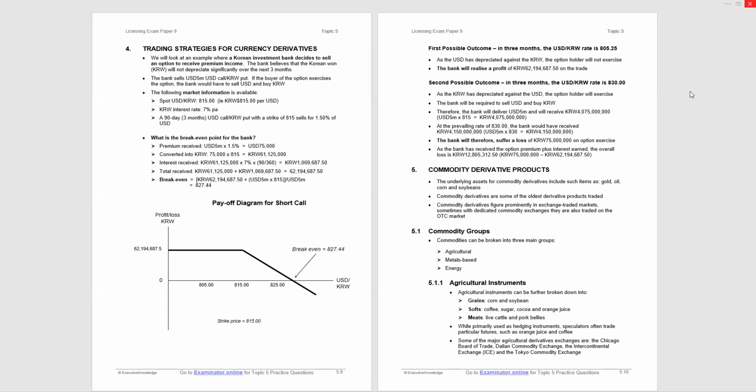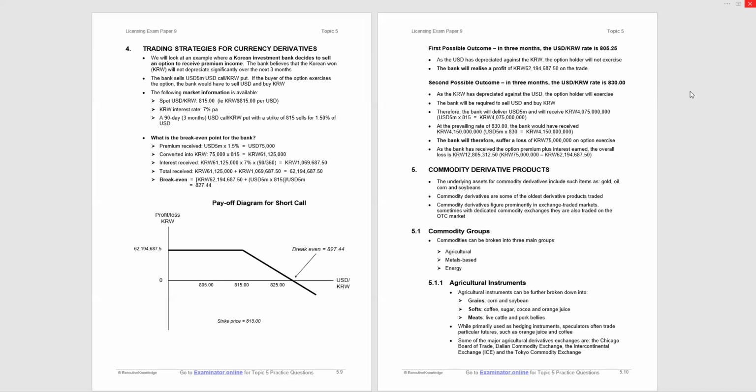So for example, a question might say, which of the following are agricultural commodity derivatives? And they give you 1, 2, 3, 4. For example, you could have corn, sugar, orange juice, and pork bellies, and all 4 would be correct. So that's the type of question you're looking at in this material.